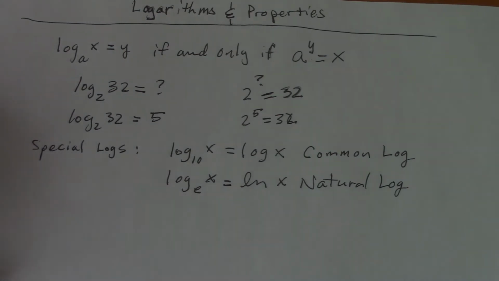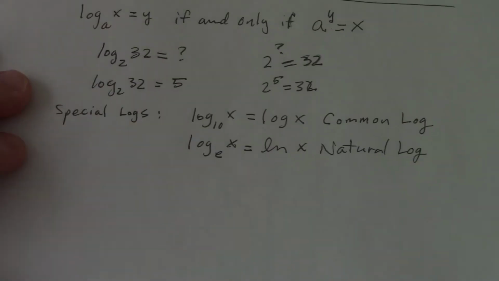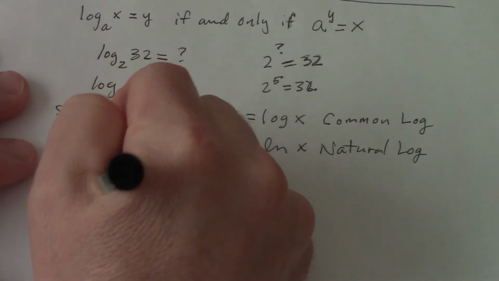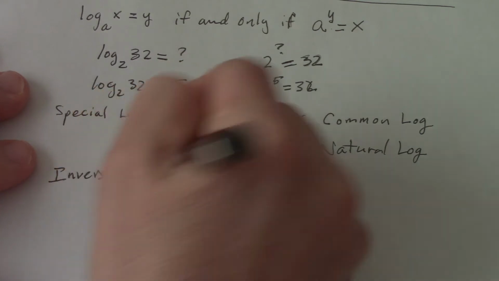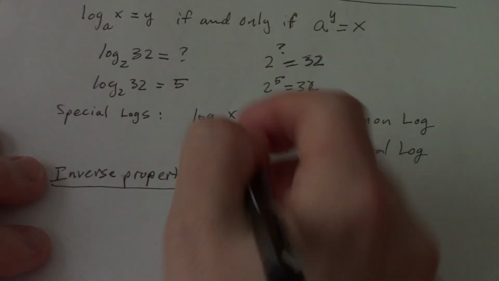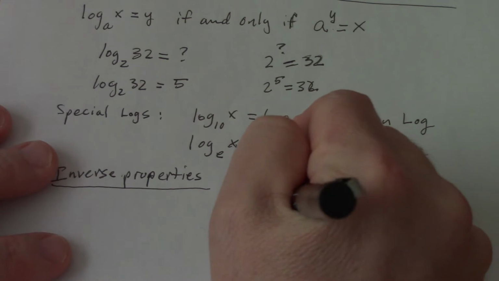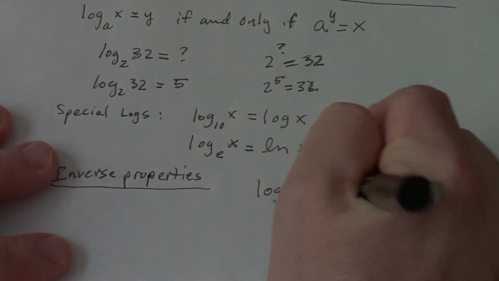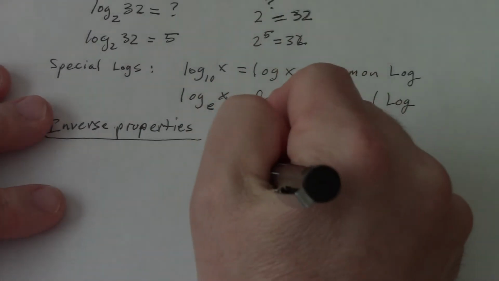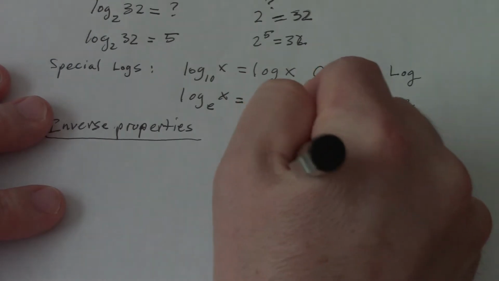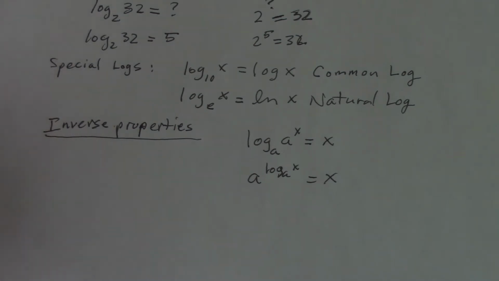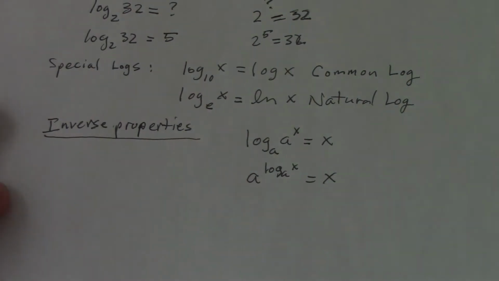And then, what else should we talk about before we get into the nitty-gritty? The inverse property. When you solve equations, you're going to need this. Logs and exponential functions are inverses, so log base a of a to the x is x. That works in reverse, so a to the log base a of x is also x. There are some extra little things we'll have to worry about when we get to equations, and we'll worry about that later.